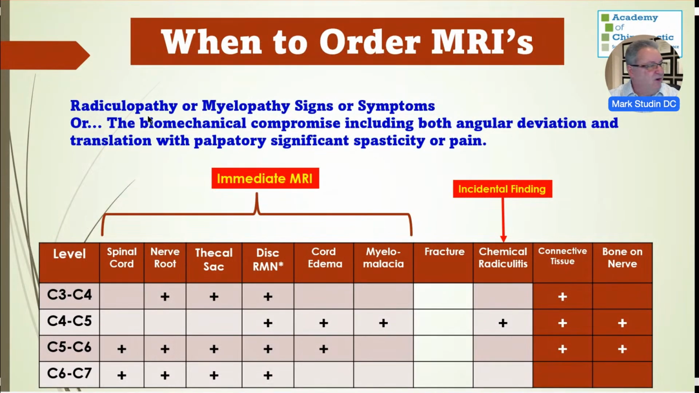So if you have a radiculopathy or myelopathic signs or symptoms or a biomechanical compromise, we're going to be looking for angular deviation or translation on x-ray. If you see both angular deviation and translation, you could take an MRI to determine if there's ligament pathology, which is a huge pain generator, and we'll call premature degeneration. That's called Wolff's Law. It'll cause premature degeneration of the spine. So you need to know these things. You need to see and look.